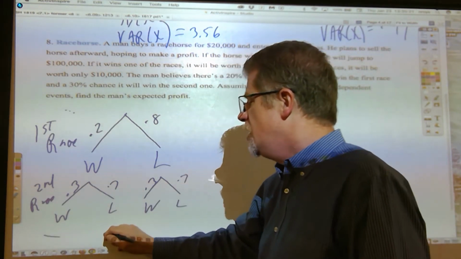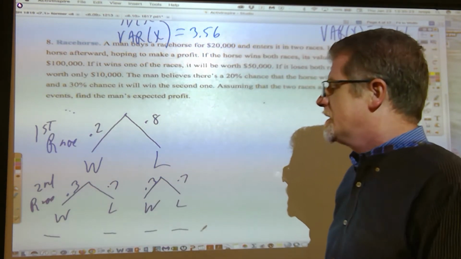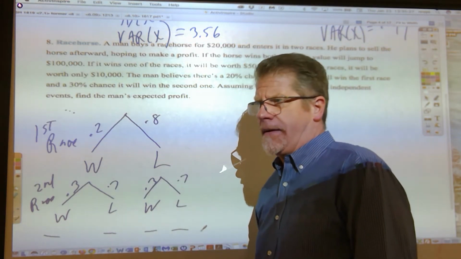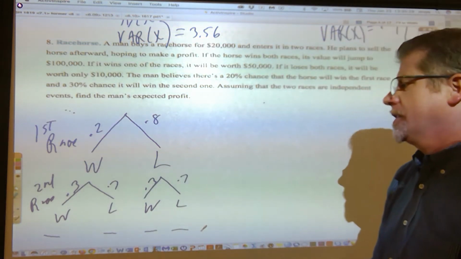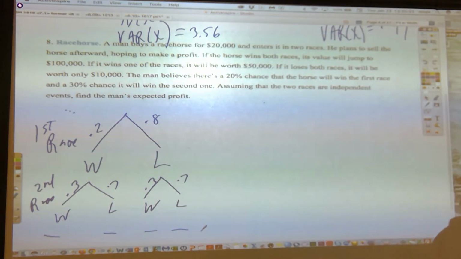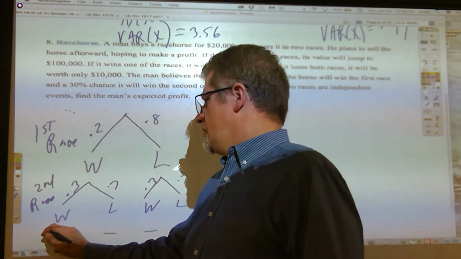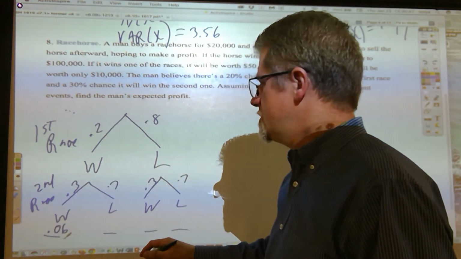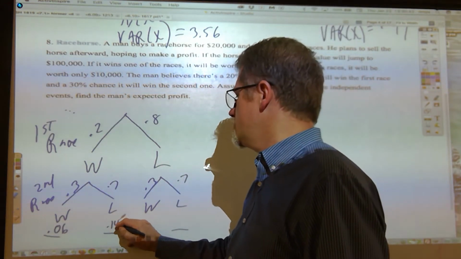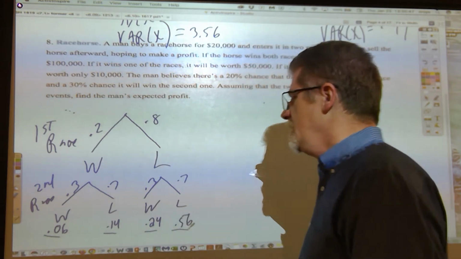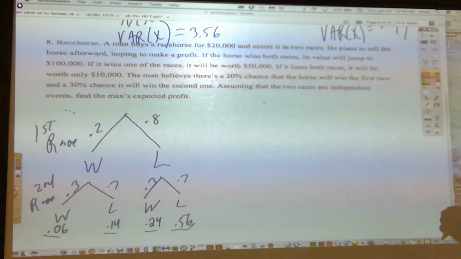Would you please use your knowledge of mathematics to fill in all 4 leaves? 0.14, 0.24. Now, I've learned some things about multiplying decimals over the years. I'm pretty sure 2 times 3 is 6, so it's going to be 0.06, 0.14, 0.24, and 7 times 8 is 56, so 0.56. So these are the 4 possibilities.